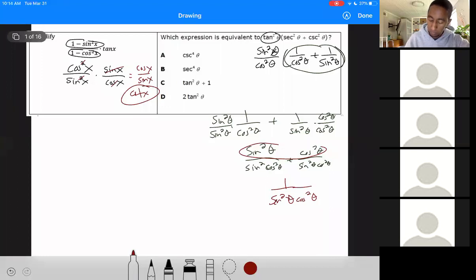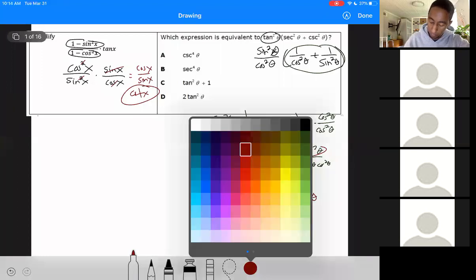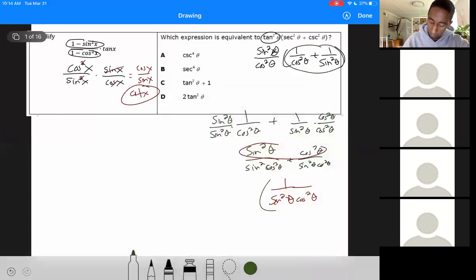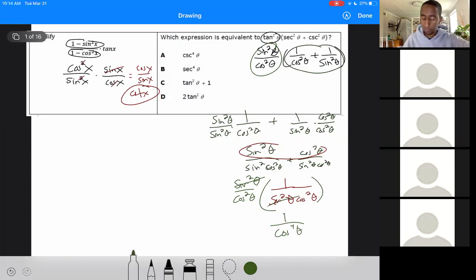Okay. And then you multiply that by sine squared of x over cosine squared of x. From here, right? Yes. Okay. And then you could just cross out the sine squared of x on the top left and the bottom right. And then that'll just be 1 over cosine squared of x times cosine squared of x, which is cosine to the power 4 x, which is equal to secant to the power 4 x. Awesome. Very good. And we should have ended up with B.